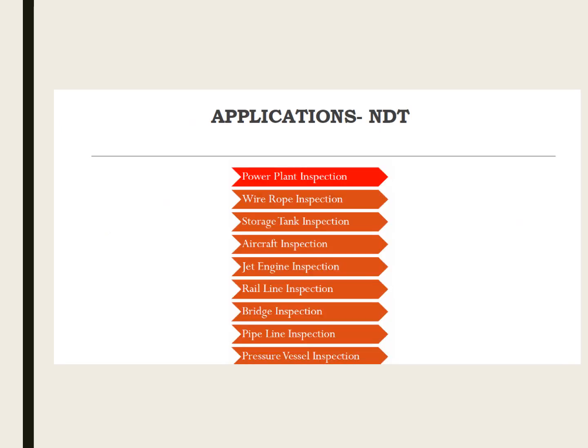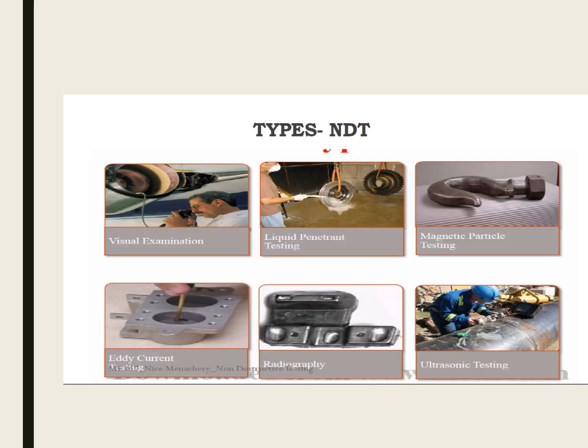Now, we also discussed the application areas of NDT. It's used in power plant inspection, wire rope inspection, storage tank inspection, aircraft inspection, jet engine inspection, bridge inspection, pipeline inspection. So the scope for NDT and an NDT engineer is very vast, because all these industries employ non-destructive testing engineers. Now, we also discussed the main types of NDT methods that we're going to study in the subject: visual inspection, liquid penetrant testing, magnetic particle testing, eddy current testing, radiography, as well as ultrasonic testing.